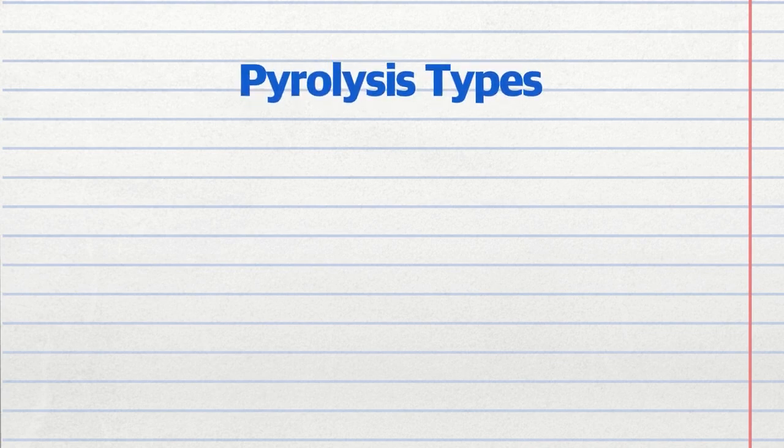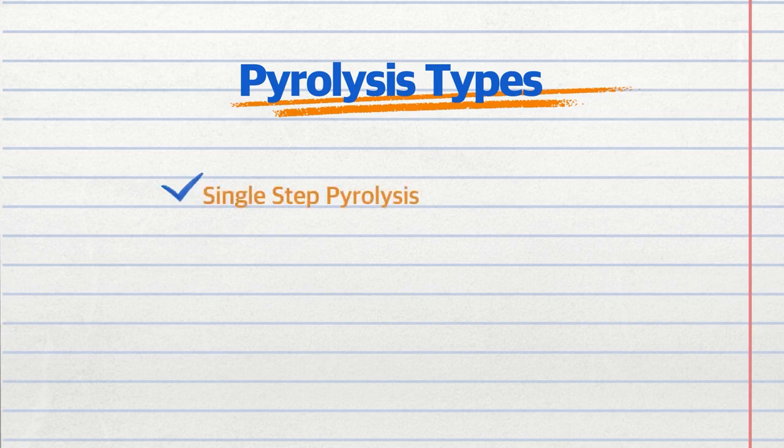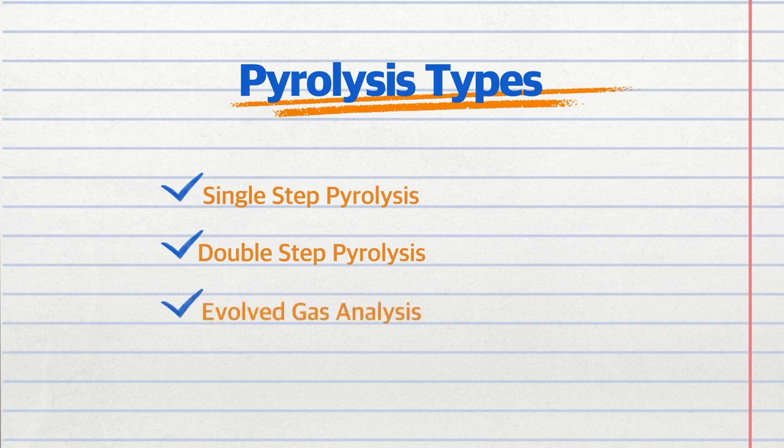Utilizing formally described pyrolysis methods, a pyrolyzer can provide various pyrolysis types to optimize numerous application results. These are mainly used pyrolysis types, which are single-step pyrolysis, double-step pyrolysis, evolved gas analysis, and multi-step pyrolysis.